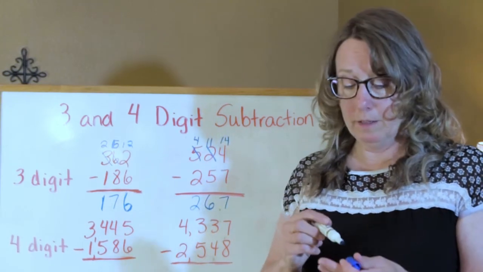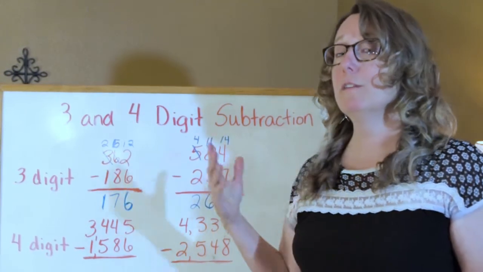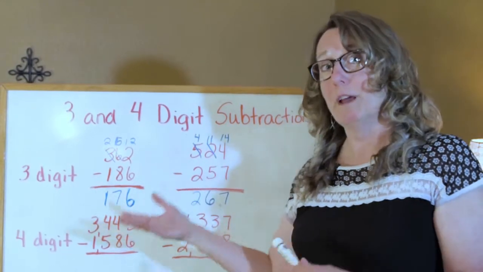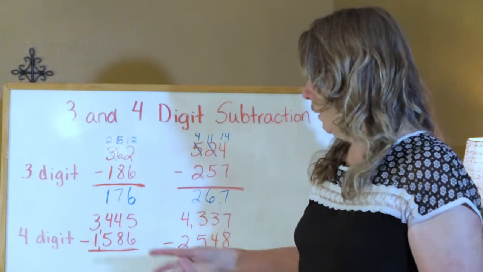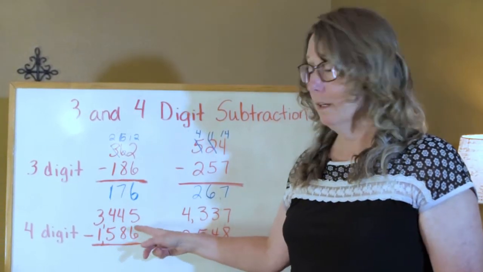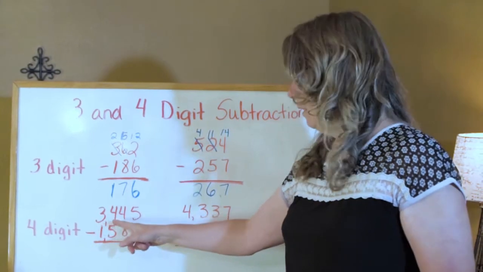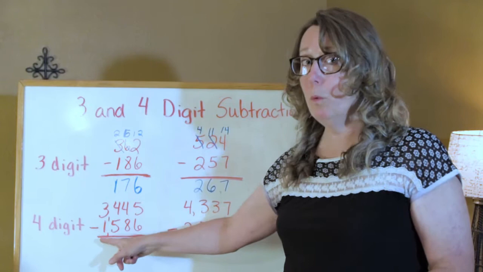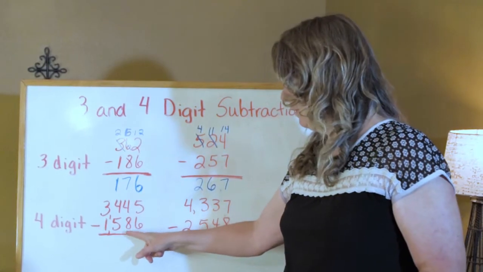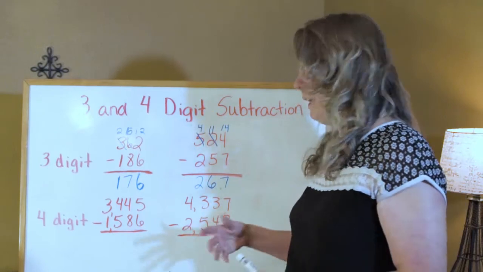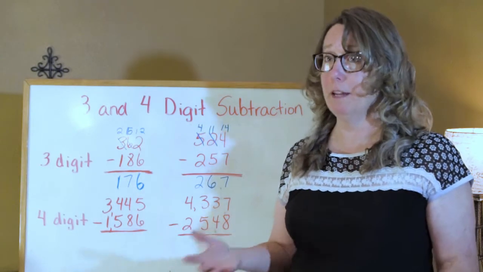As I talked about in addition, if you have a little piece of paper and you follow along with me, that is great, because now we're going on to 4-digit. Now if you noticed, I have written 4-digit numbers here. This number is 3,445. This number is 1,586. Don't be scared of big numbers. It's all the same steps that we've already done.